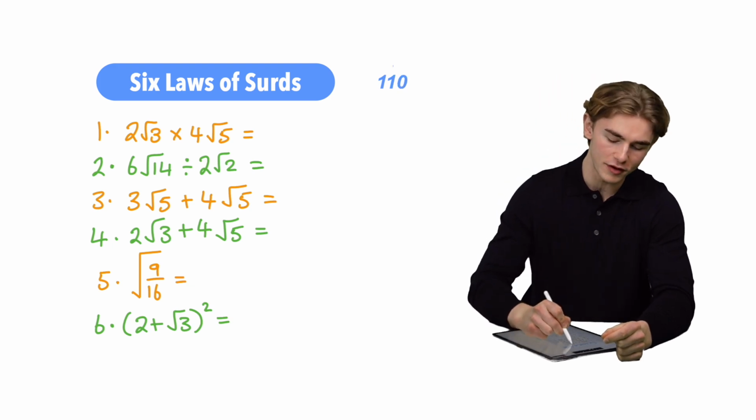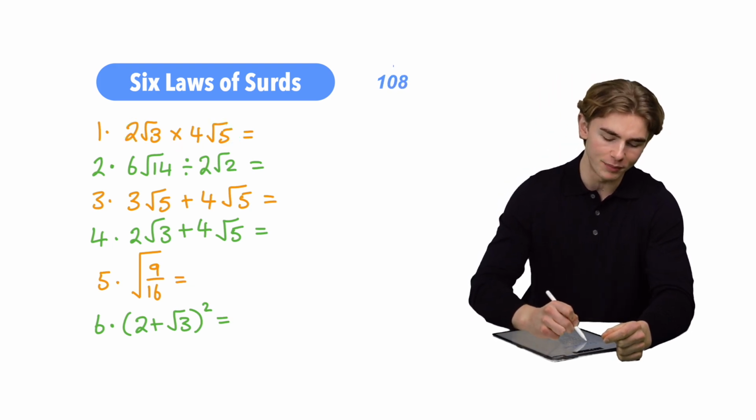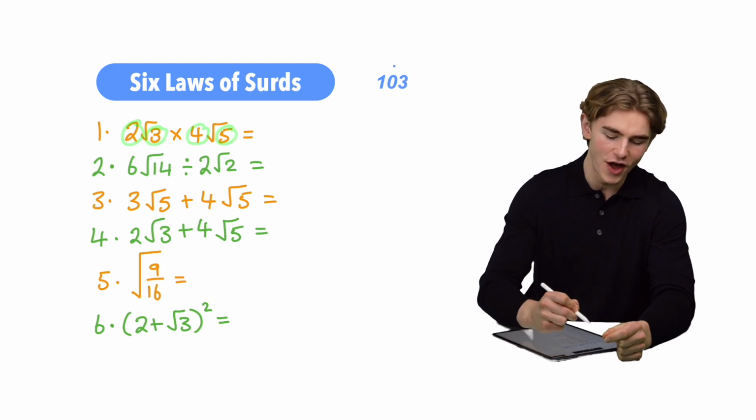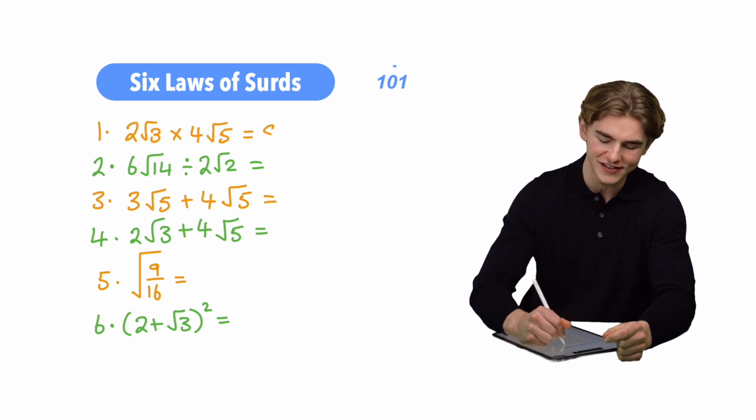First off, whenever we multiply one surd by another surd, we're going to multiply the number outside by the number outside and the number inside by the number inside. In this case, on the outside, we're going to have 2 times 4, which is 8. And on the inside, we're going to have 3 times 5, which is 15.